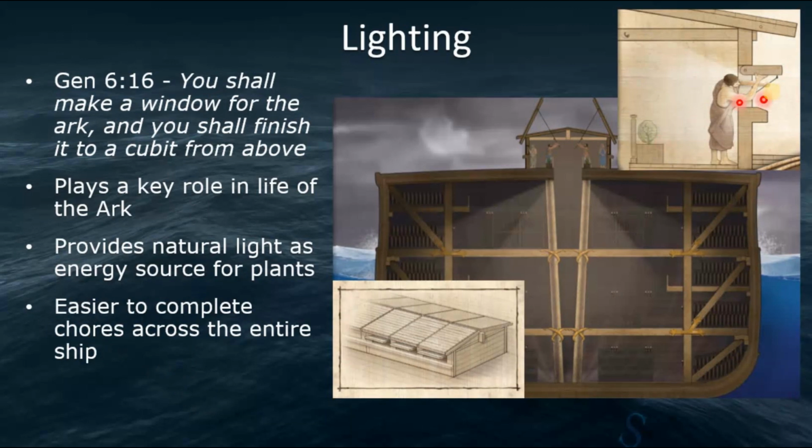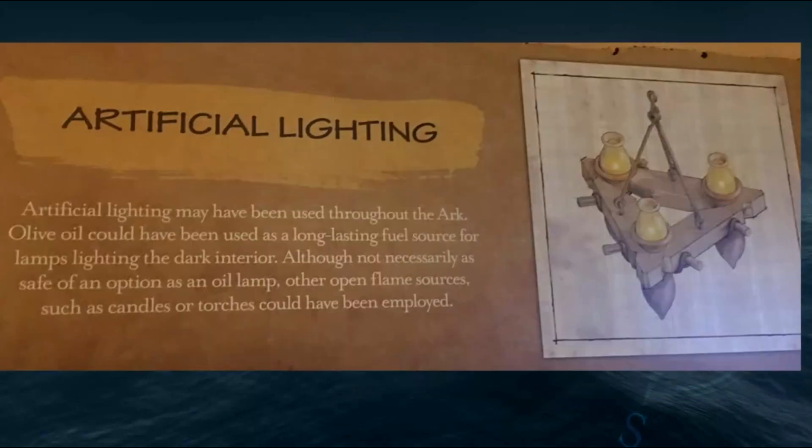There were windows on the sides so they could open them up even when it was raining to allow light to come inside the ark, and you can see how the light would flood into it. Now, when the rain stopped, they could open up the top and allow even more light to come in. But that's not the only light source that was available at that time. They could also use artificial lighting, which may have been used throughout the ark. And olive oil could have been used as a long-lasting fuel source for lamps lighting the dark interior.